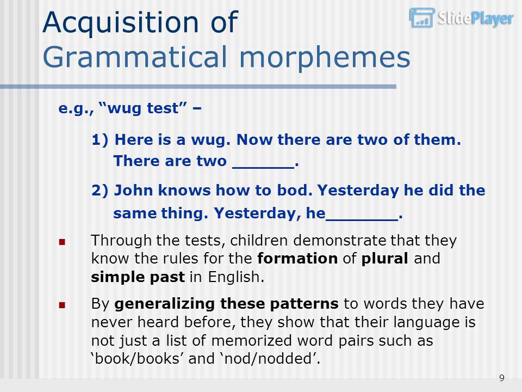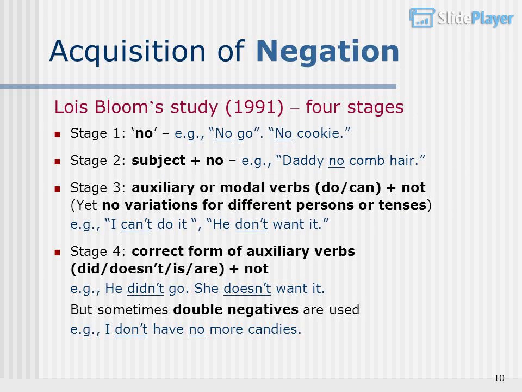Through the tests, children demonstrate that they know the rules for the formation of plural and simple past in English. By generalizing these patterns to words they have never heard before, they show that their language is not just a list of memorized word pairs such as book/books and nod/nodded. Acquisition of negation.